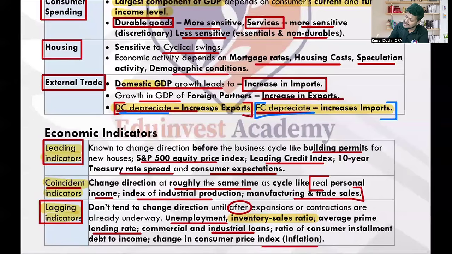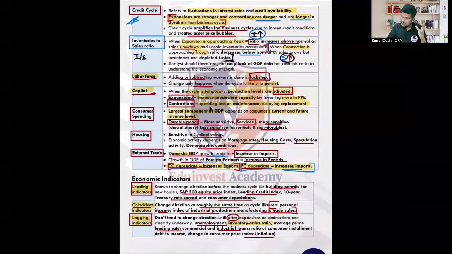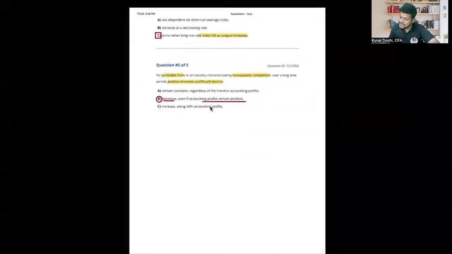So what causes more exports? I'll repeat: domestic currency depreciating and growth in foreign partners' GDP. Both will cause my exports to rise. But what will cause my imports to rise? Foreign currency depreciating or domestic GDP increasing. Understood this part? Clear? Let us do questions related to it.